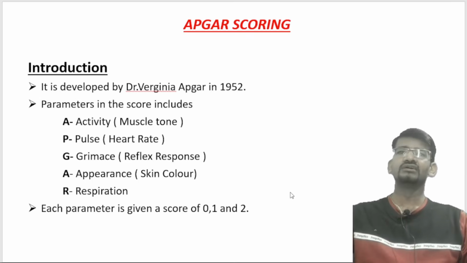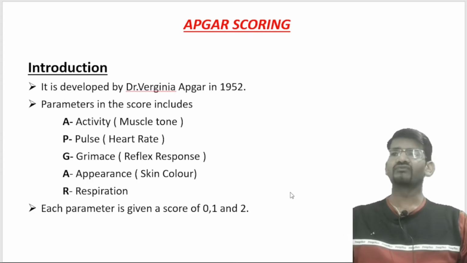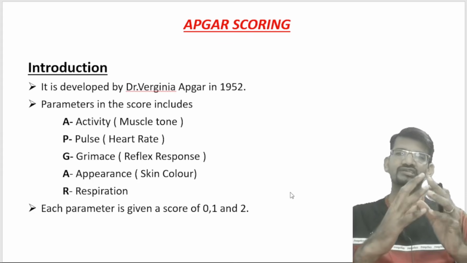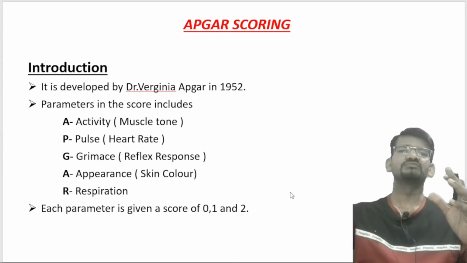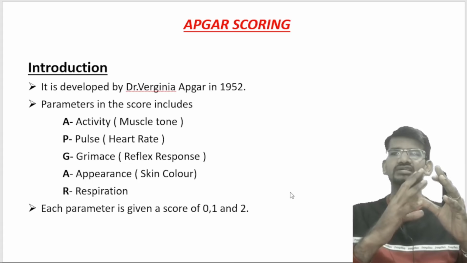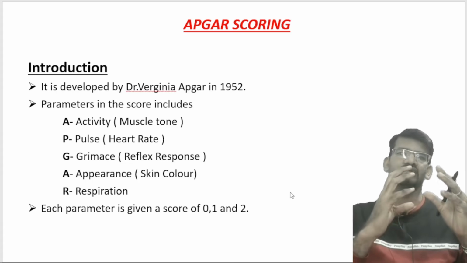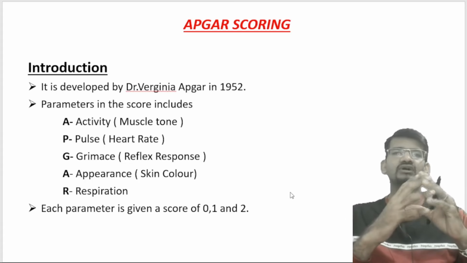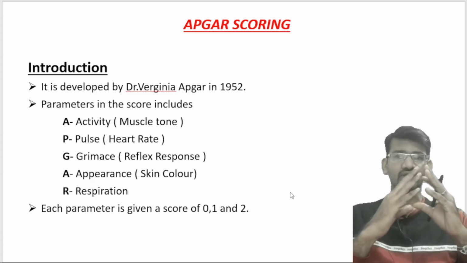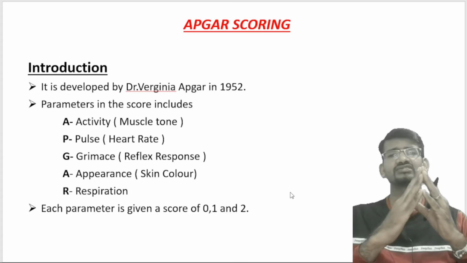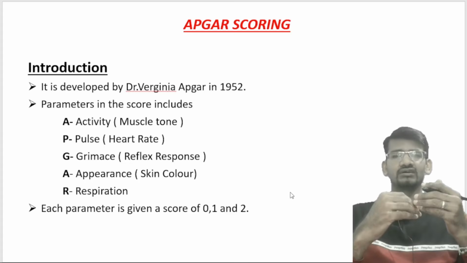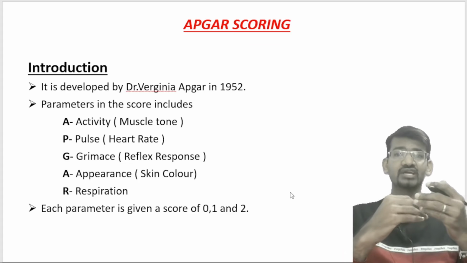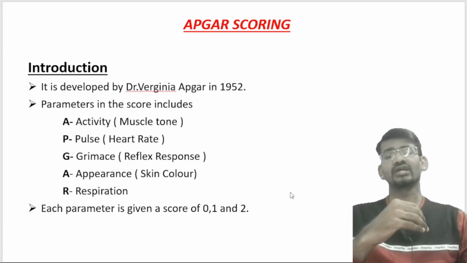Apgar scoring is a very rapid, or you can say a quick or fast, assessment tool, or method, we use to assess the vitality of a newborn. So every newborn is to be assessed with this scoring system. This will help you to identify how the baby is adjusting to extrauterine life.